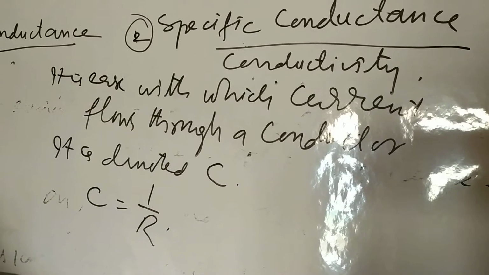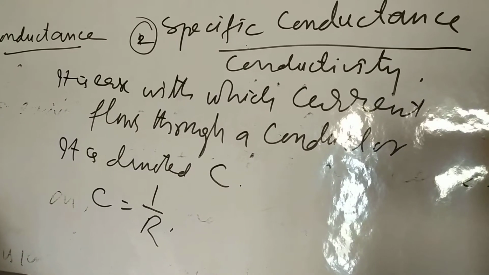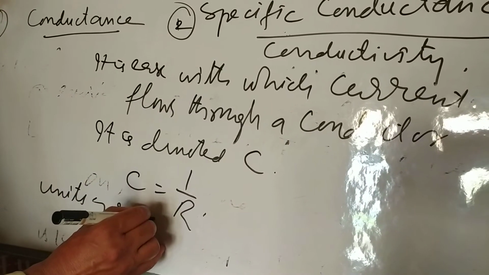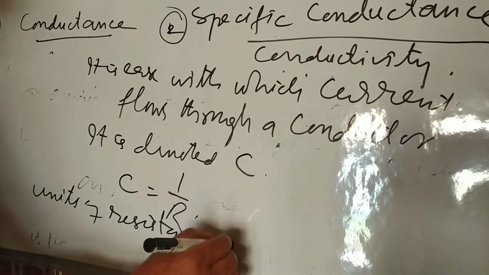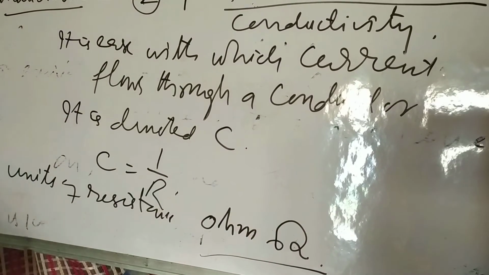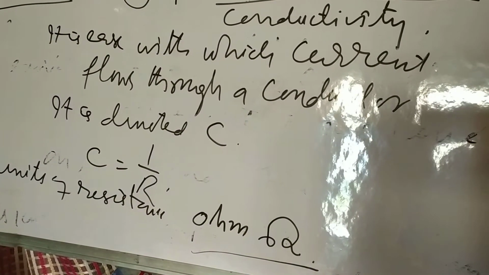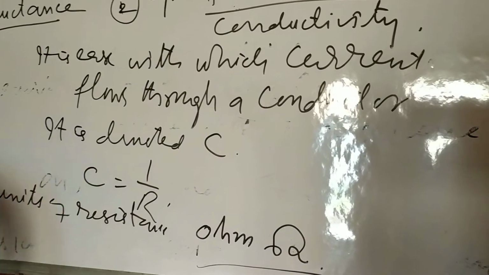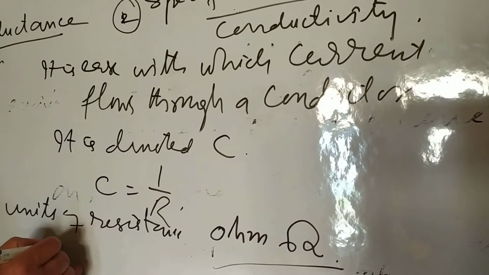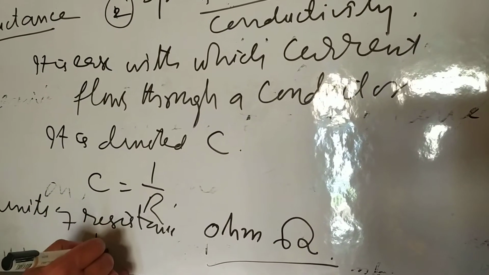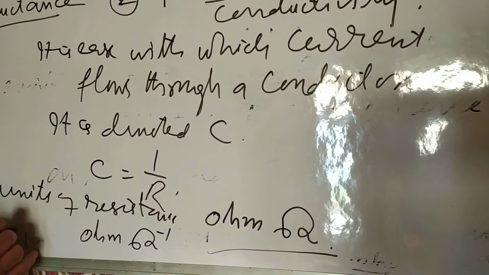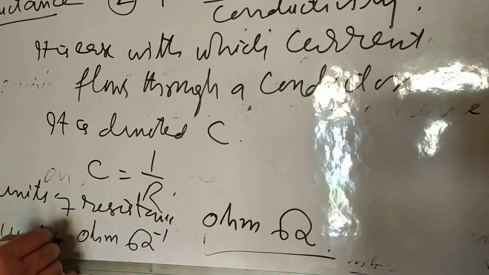Then we need to know the units of conductance. We derive it from the units of resistance. We know the unit of resistance is ohm, written as omega. So the unit of conductance is therefore ohm inverse or omega inverse. The SI unit is Siemens.